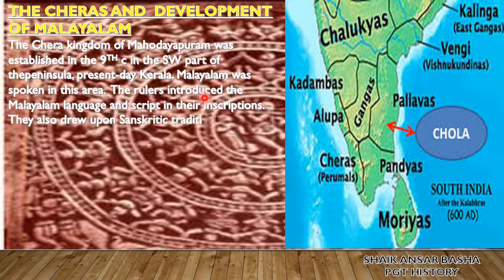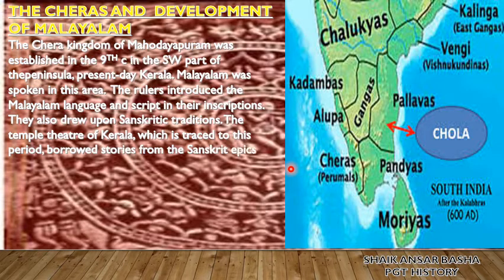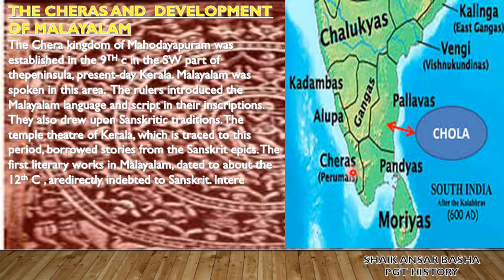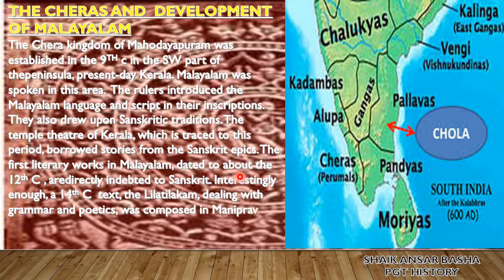The rulers introduced the Malayalam language and script in their inscriptions. They also drew upon Sanskrit traditions in addition to Malayalam. The temple theatre of Kerala, which is traced to this period, existing during the Chera times, borrowed stories from the Sanskrit epics, which are the epics of Ramayana and Mahabharata. The first literary works in Malayalam, dated to about the 12th century, are directly indebted to Sanskrit.